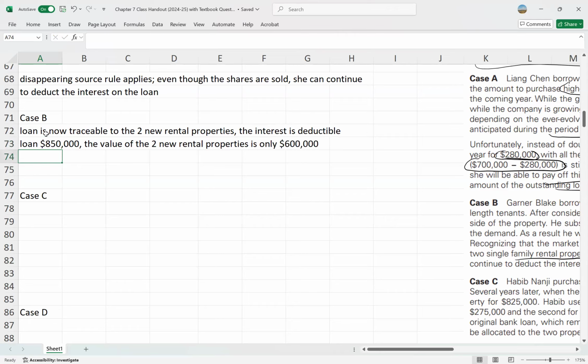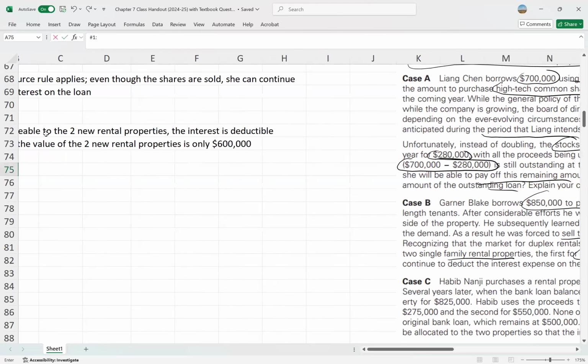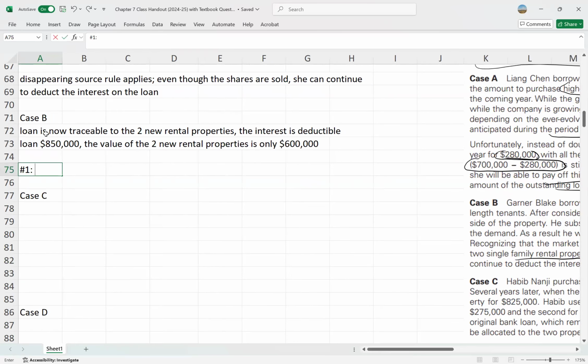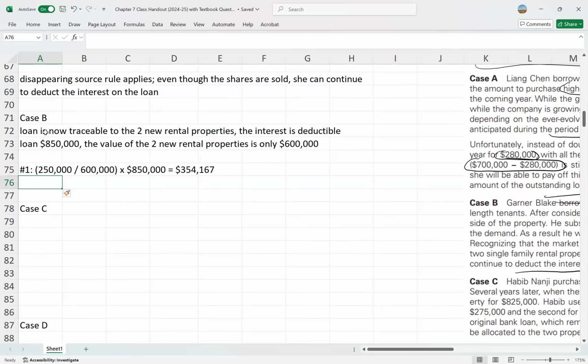So what he could do is prorate the interest expense and part of the loan to each rental property. What I mean by that is we look at rental property number 1. One is worth 250, the other's worth 350. So for rental property number 1, he could say that we'll take 250,000 divided by 600,000, multiply that by the 850, and then this amount of the loan will relate to rental property number one. So that's how he could figure out how much of the interest he would deduct against rental property number one.